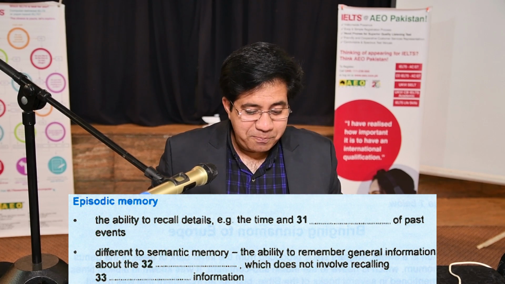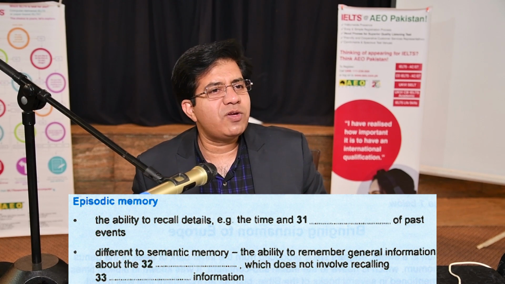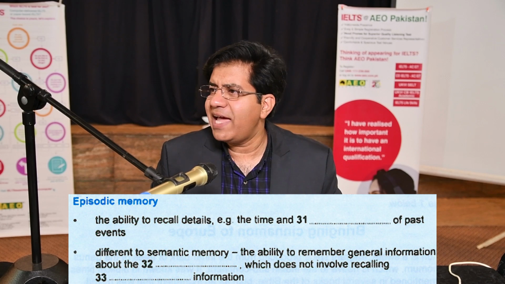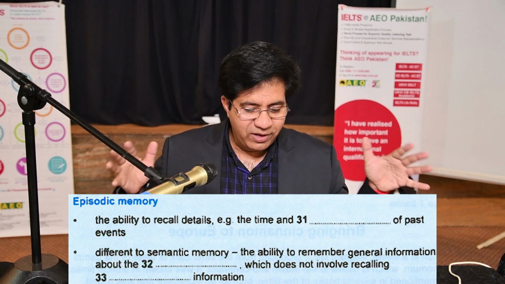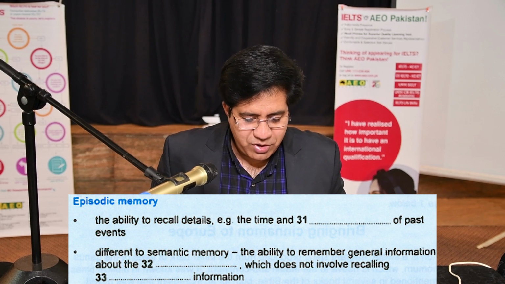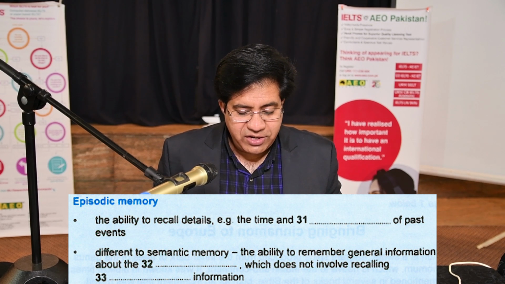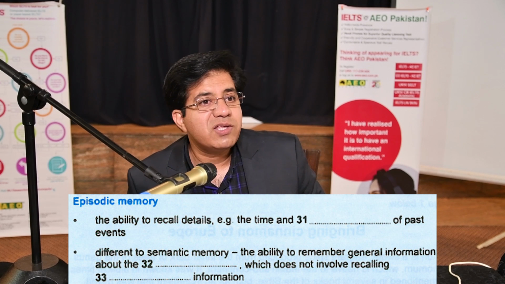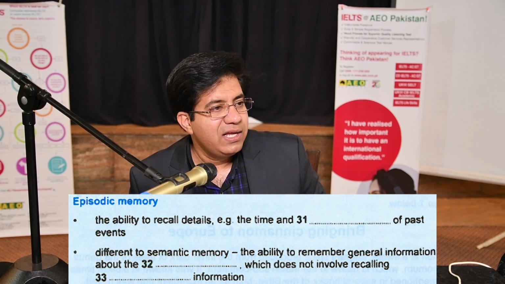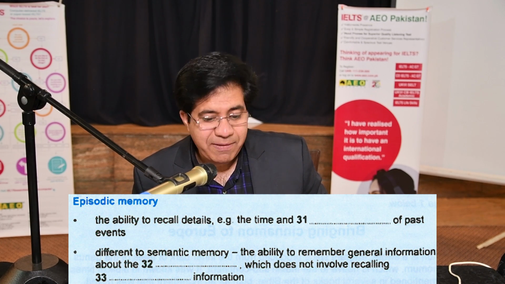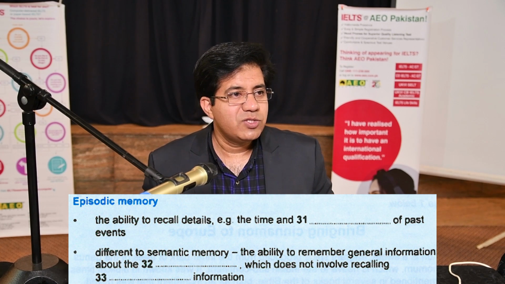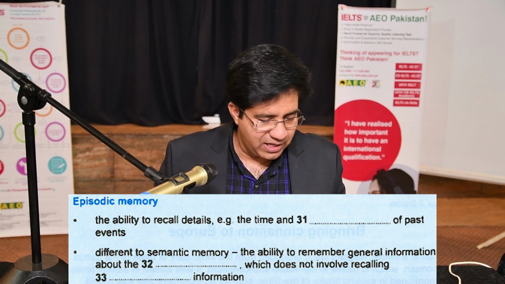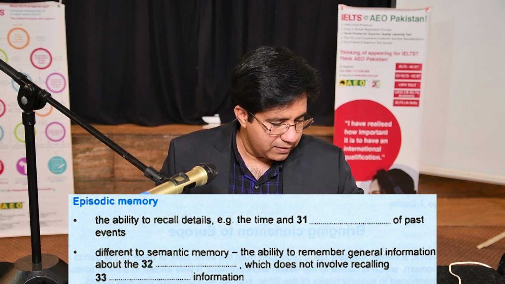Okay, so episodic memory. Do you know what is episodic memory? Don't worry, they will explain that to you. And it's not necessary to know, right? It's a lecture, full lecture. Episodic memory, the ability to recall details, for example, the time and dash of past events. Understand? The answer will come with time and something. So they may speak about that thing first and time later of past events. Let's see, and one word only.